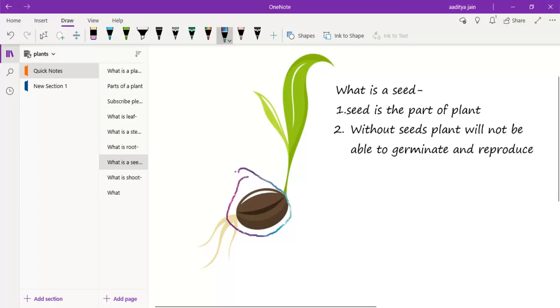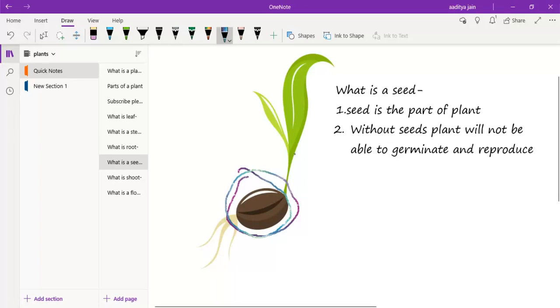So think, if there are no babies in this world, everyone will die one day and there will be no future generation. Like this, the seeds are the future generation of the plant. They carry the plant to another generation. If there are no seeds, then it will be tough for the plant to reproduce.